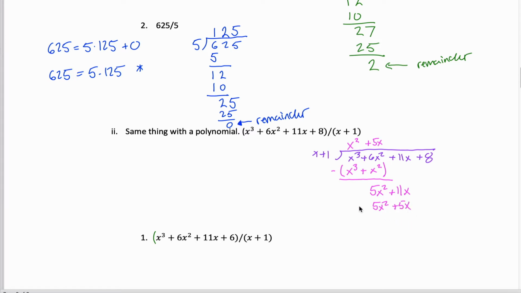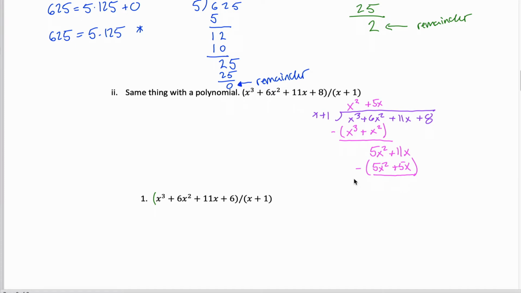And now I'm at the stage where I subtract. Again, to really make clear what I'm doing in my work, I'm going to write parentheses and put the minus sign up here, but that's kind of optional. You don't have to do it that way if you don't want. 5x squared minus 5x squared, the x squareds cancel out. 11x minus 5x leaves me with 6x, and I bring down the next column. I got an 8. I repeat one more time. I'm trying to get rid of this 6x.